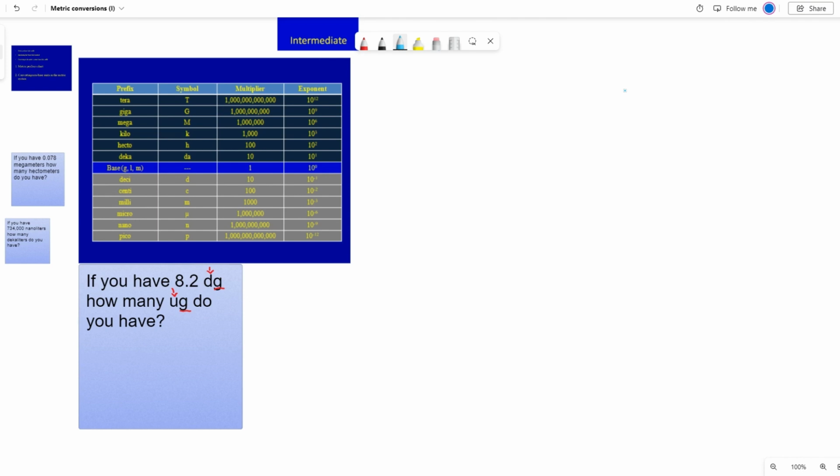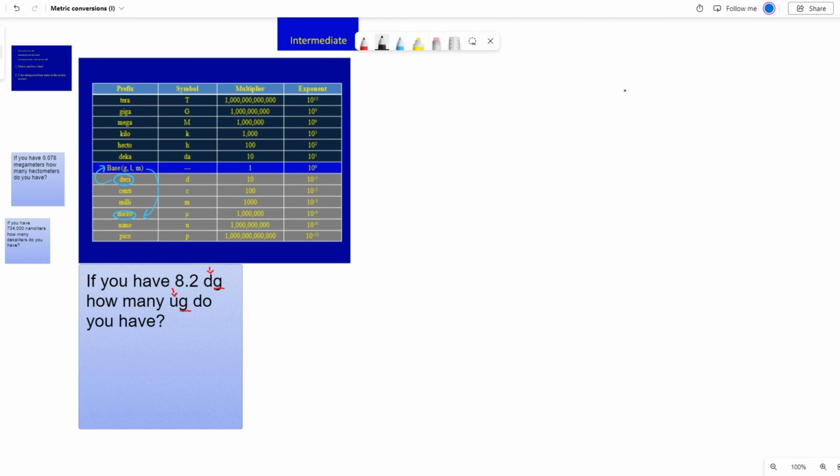We're looking at a decigram, so that's this one down here. And it's asking us to convert the decigram into a microgram, which is this guy down here. So again, I don't know the relationship between a deci and a micro, but I do know the relationship between a deci and the base unit. So that's the first thing I'm going to do: convert the deci into a base unit. And then I'm going to convert the base unit of grams down into micrograms here. So we're again going to break this into a two-step problem. So let's take a look at the first step.